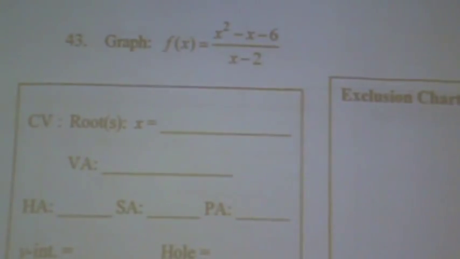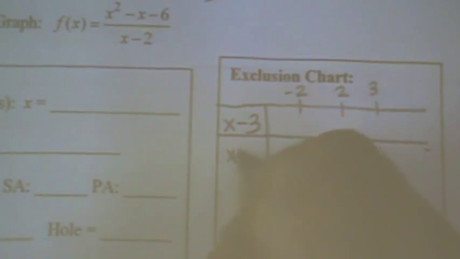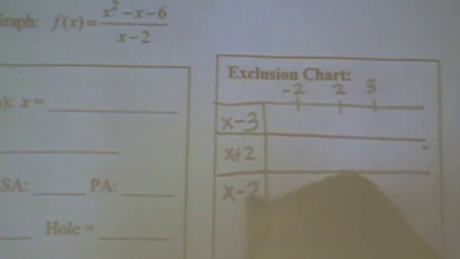Let's try 43. We have 3 more. How do you factor 43? X plus 3. 6 minus 3. Well, it looks like we're not going to have a hole, right? So what are your critical values then? And you want to make sure when you do these critical values, you put them numerically in the correct order. So I will write x minus 3, x plus 2, and x minus 2, and then f of x.